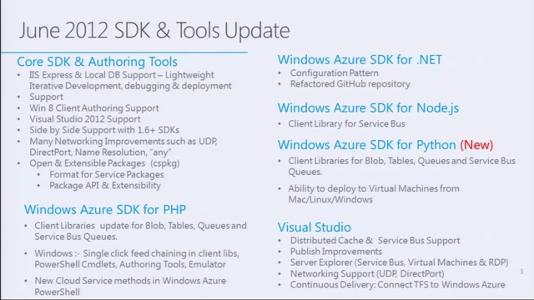When it comes to .NET, we have new support for the configuration pattern, which allows you to have a consistent programming model for creating connection strings for SQL Azure, Service Bus, and Windows Azure Storage. We have a refactored GitHub repository where you can take a look at our refactored code base of the .NET client libraries as well. We have some new updates for Service Bus for Node.js, so please do check this out.